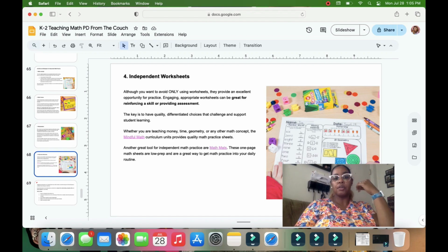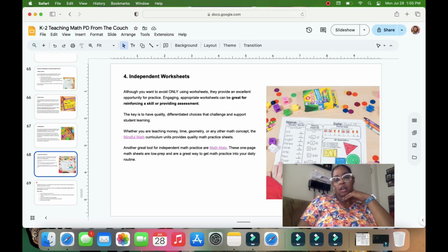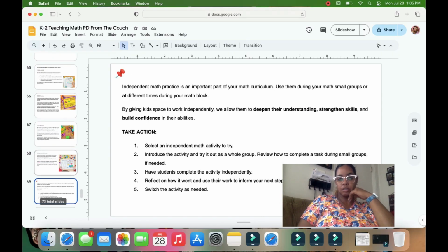So whether you're teaching money, time, geometry, or another math concept, the course that I took is a great way, and they provide quality math worksheets. And another great tool for independent practice is Math Mats, which is just something that you can do on a daily basis. Independent math practice is definitely an important part of your math curriculum.